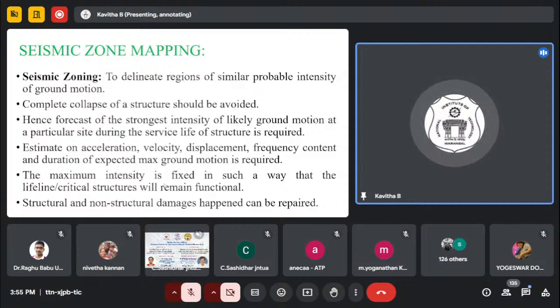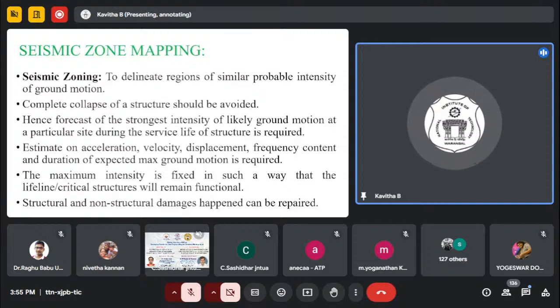So this is how they have divided India into 4 zones: zone 2, 3, 4, and 5. With these zones, we are going to start our discussion. There is a very long history of this seismic zone mapping. This mapping started in the 1950s and has changed from time to time based on so many things.